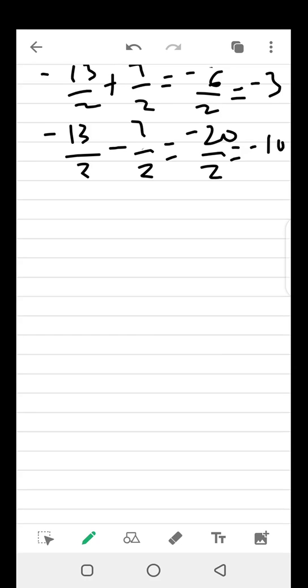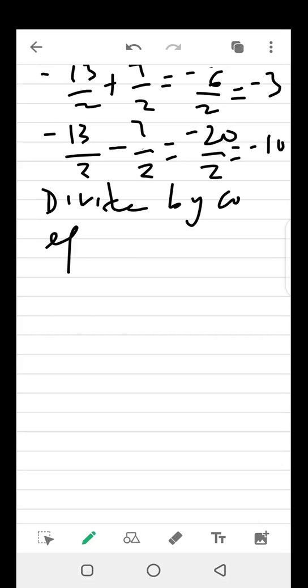Now, after getting our answer, we are going to divide it by the coefficient of x squared. Divide by the coefficient of x squared, which is a.